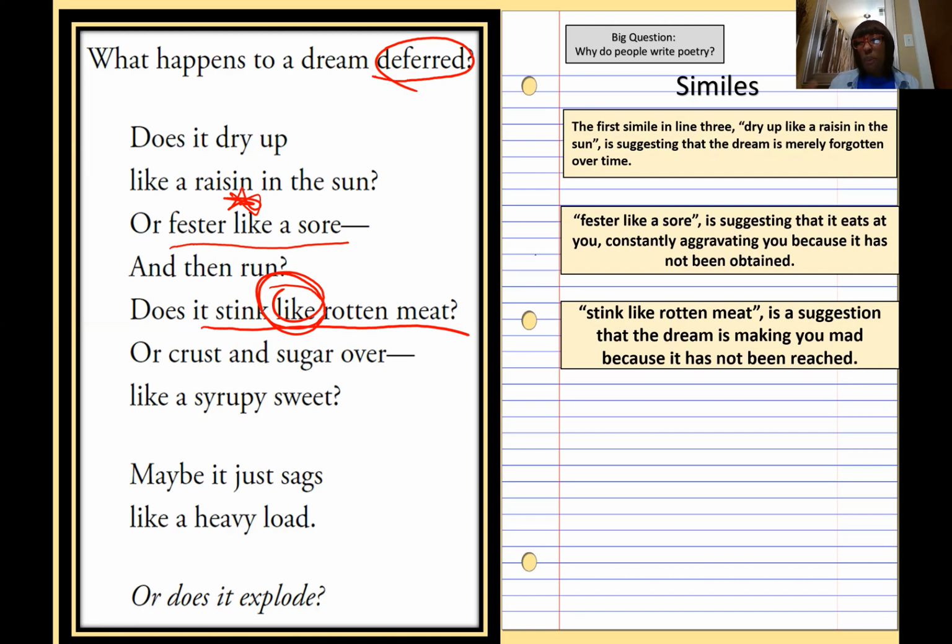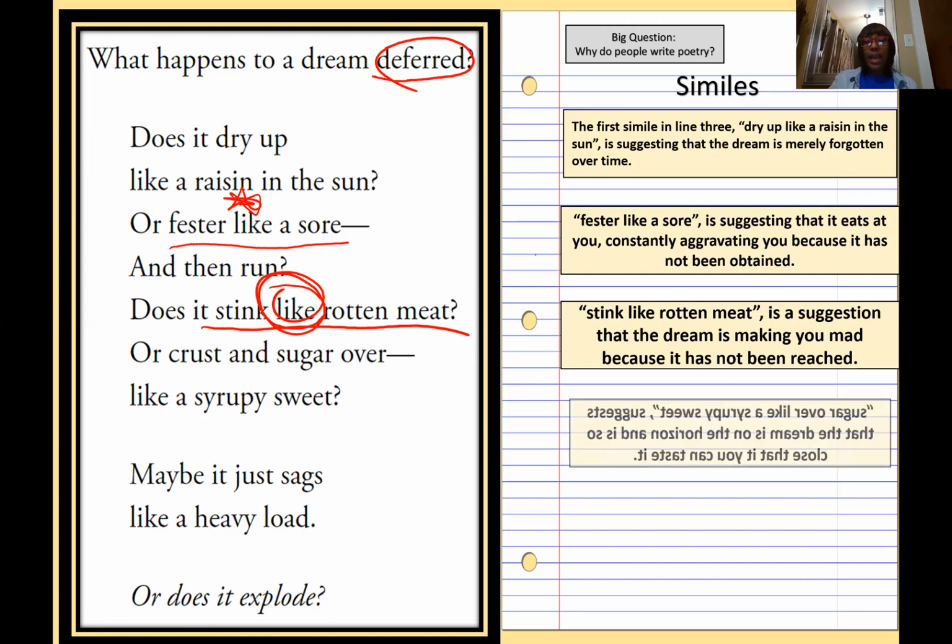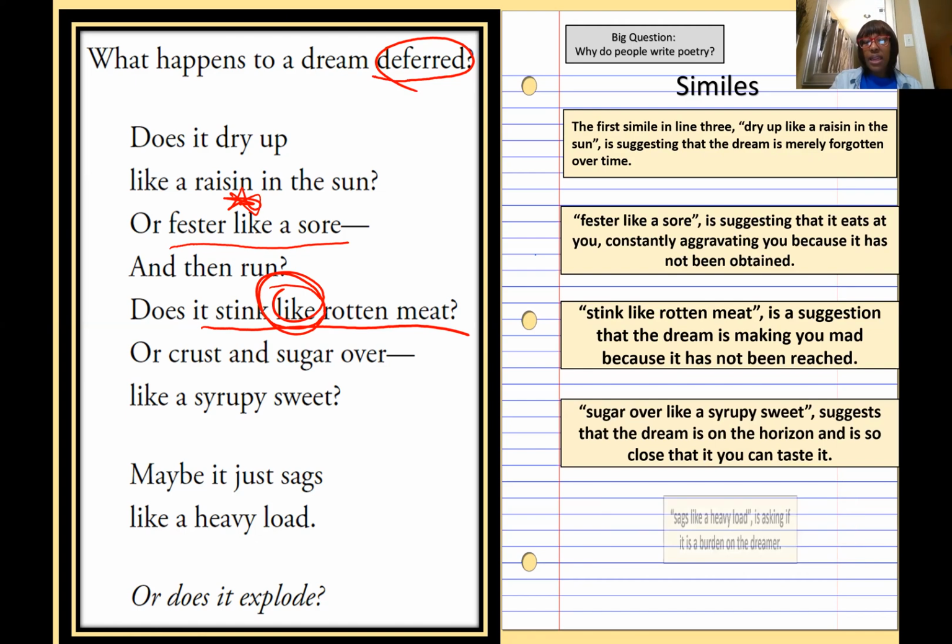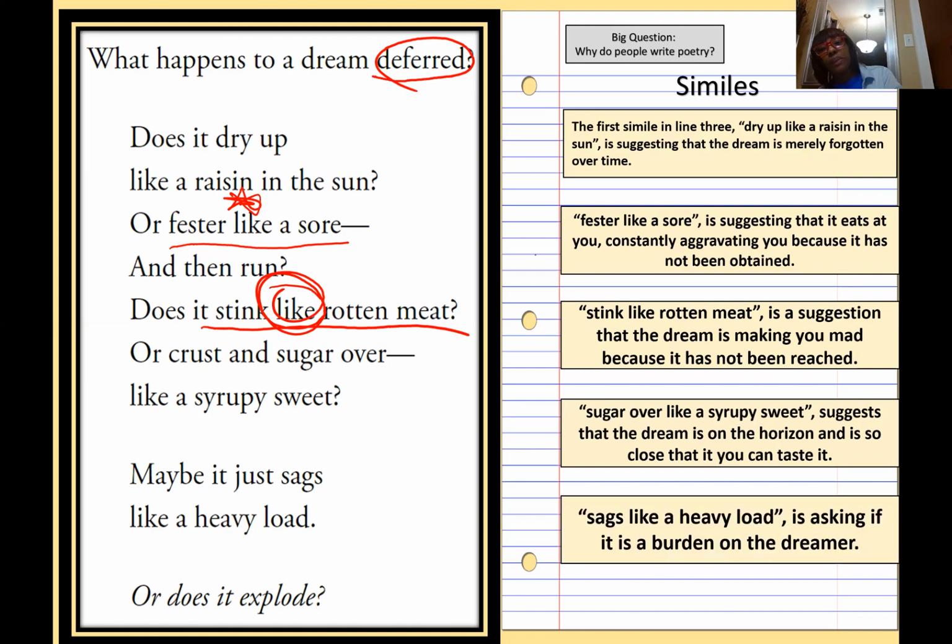You can't go back to rotten meat, right? So what I want you guys to do is look at the fourth and the fifth simile and compare your responses to Langston Hughes's similes. Pause the video and go over the next two similes in the poem and compare what you wrote for the explanation, the suggestion for each simile. If you need to make changes to your work, go ahead, that's fine.